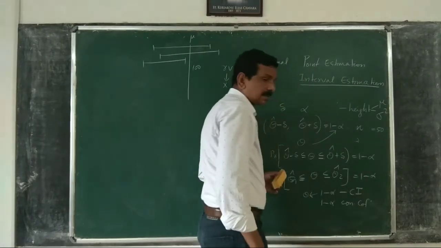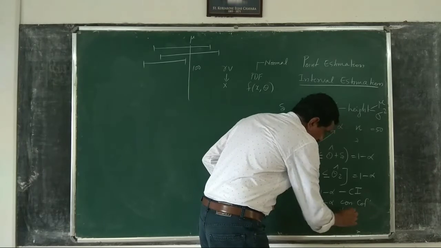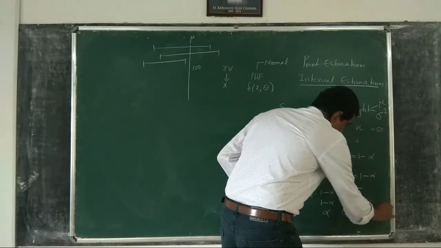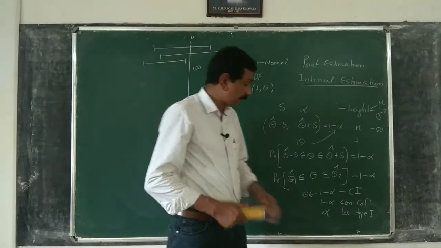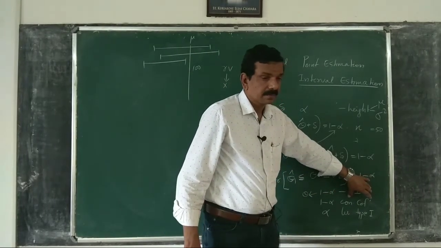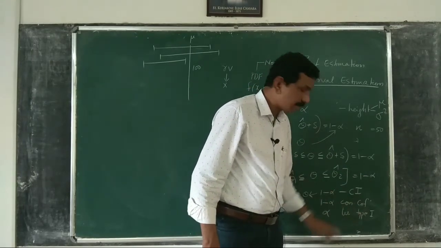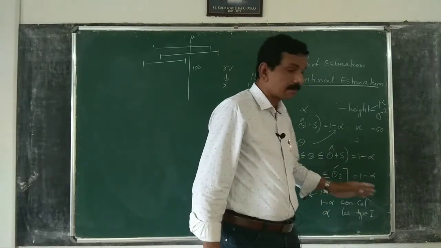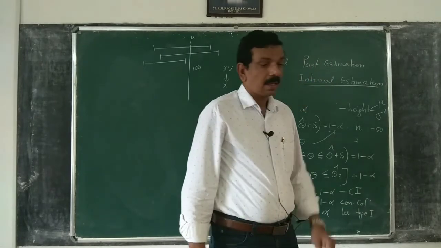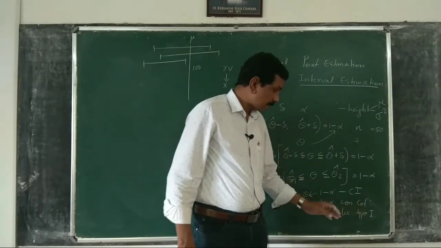Confidence coefficient, and alpha is known as the level of significance, also known as the probability of committing type 1 error. 1 minus alpha is known as the confidence interval of size 1 minus alpha. 1 minus alpha is known as confidence coefficient. Alpha is known as level of significance or the probability of type 1 error.